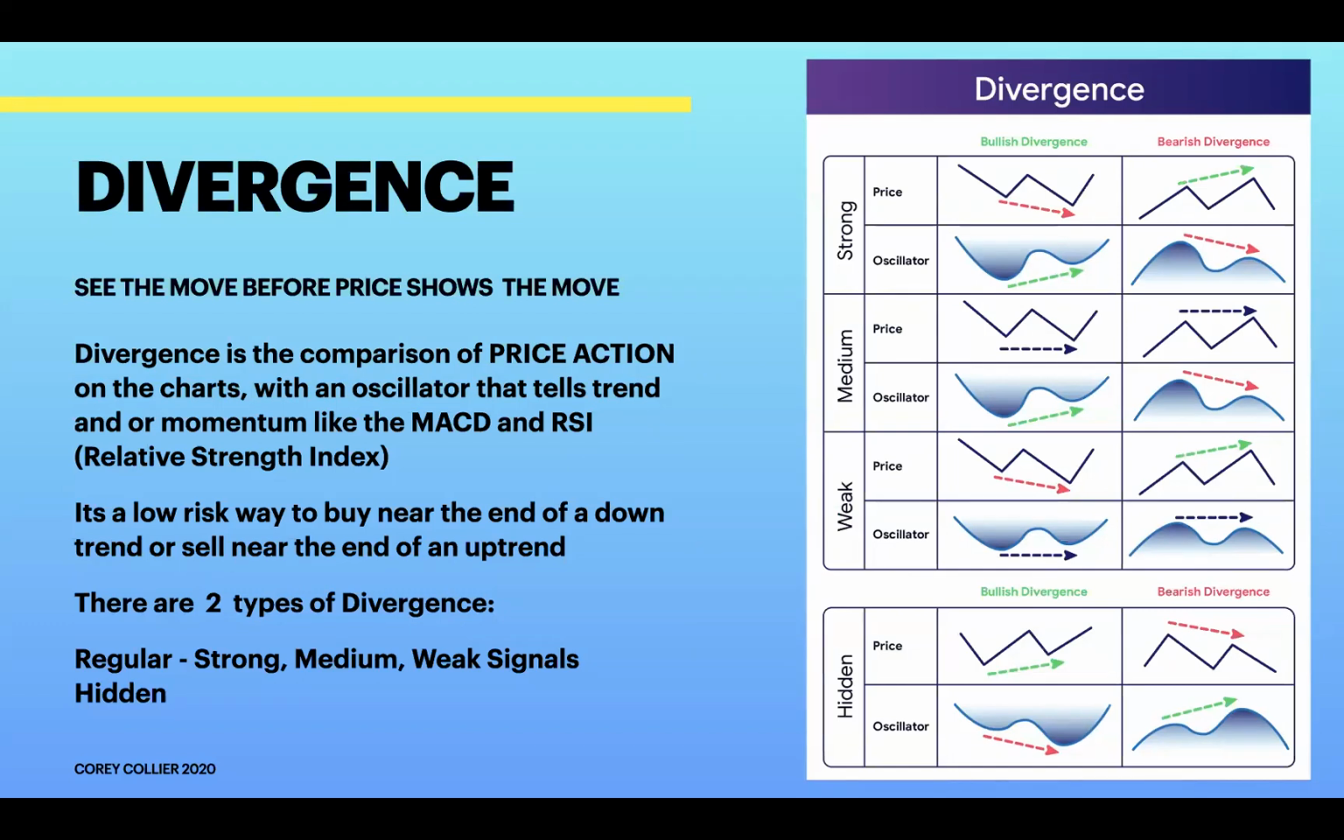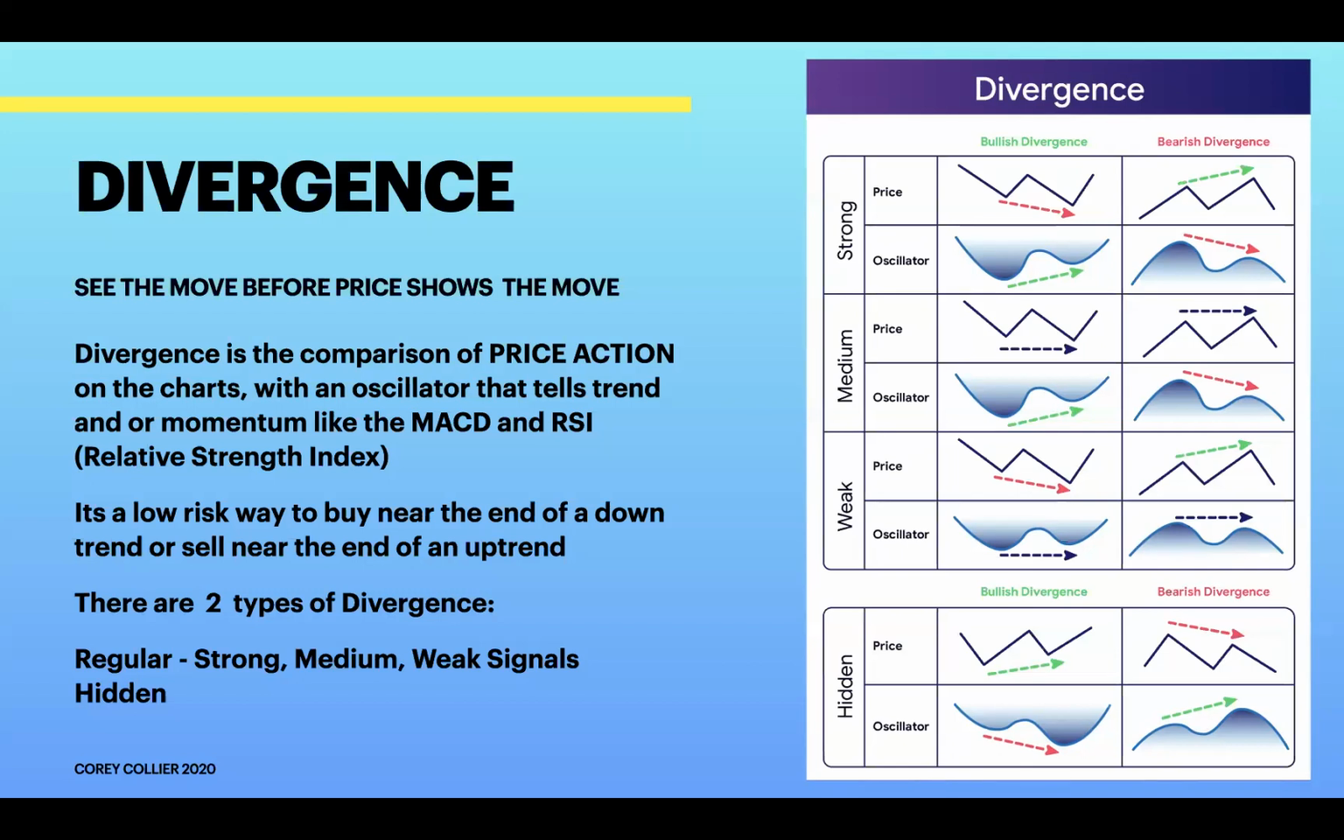So divergence, guys, is you see the move before price shows the move. Okay. We'll get to this chart at the right. Divergence is the comparison of price action, which is what you see on the candle charts and the candle bars themselves, with an oscillator that tells trend or momentum, like the MACD and RSI, or the relative strength index. And these are the two indicators, guys, that we're going to add to help you, and it actually goes with this triple screen theory.